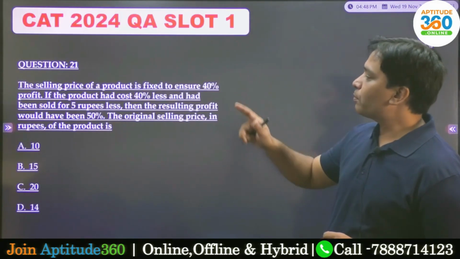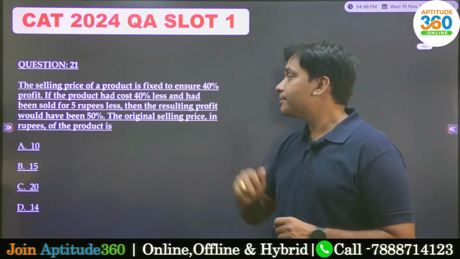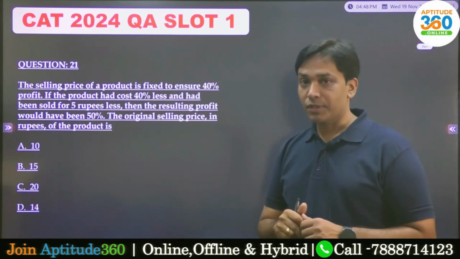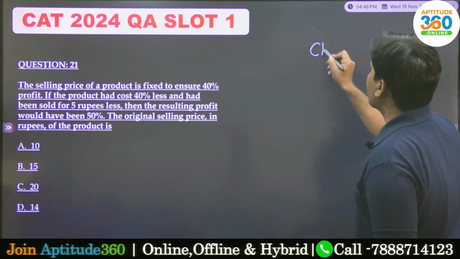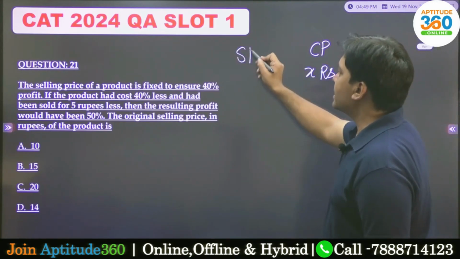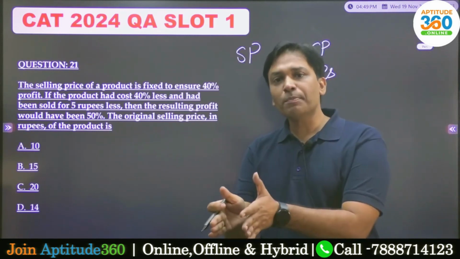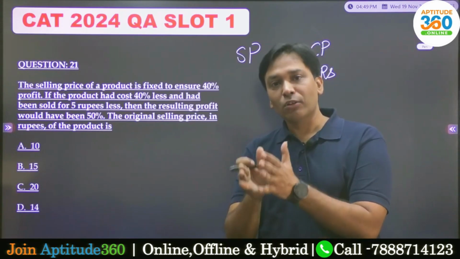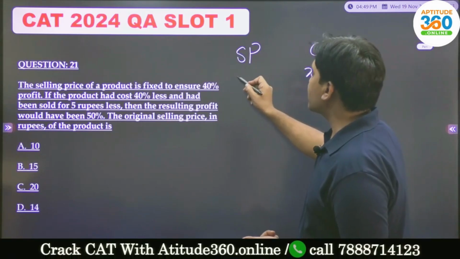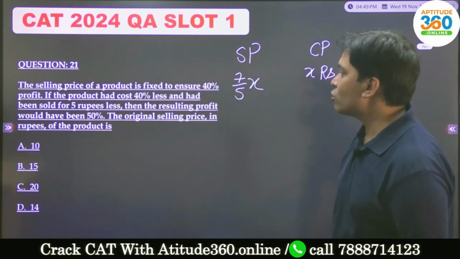It was from the profit and loss topic, asked in 2024, CAT slot 1. The selling price of a product is fixed to ensure 40% profit. So if I take my cost price as X rupees, then the selling price is going to be 140% of this value, because X plus 40% of X, you always calculate profit on cost price. So if you solve, 140% will come out as 7 by 5x. So that is your selling price.